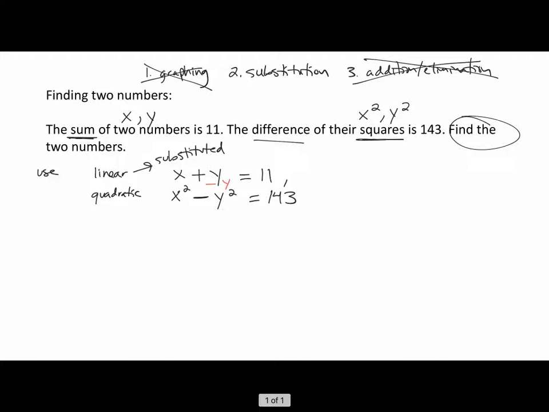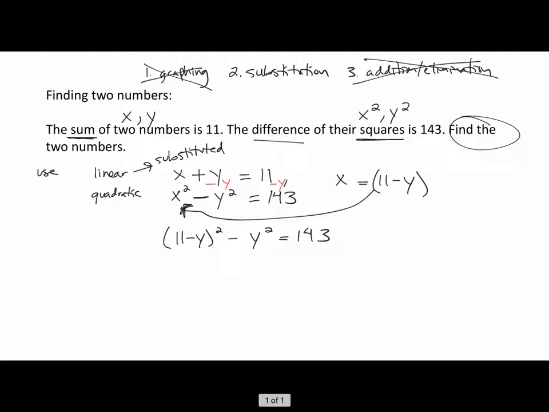So I'm going to subtract y from both sides. Then x equals 11 minus y. And I don't need these in any specific order. I'd rather have it exactly the way it is. And then I'm going to put 11 minus y in for x in the other equation. So now in the quadratic equation, x squared minus y squared equals 143. So now I only have y in this equation. I can solve for y and then come back and solve for x after that.